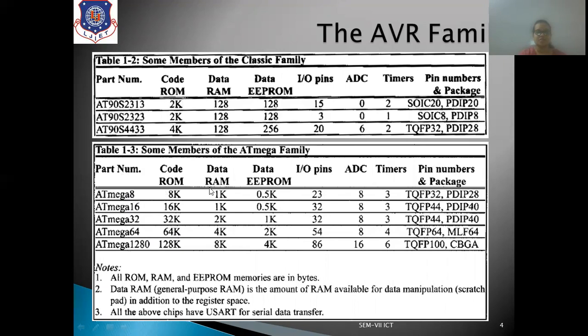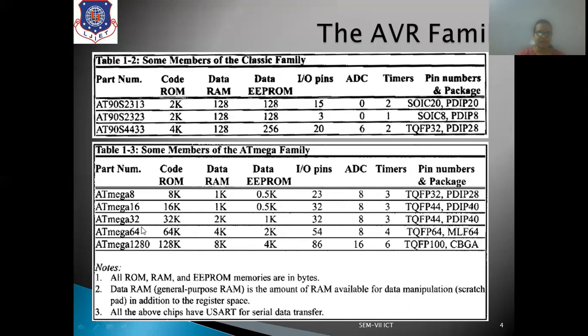And again, based on these parameters, they have been compared across different pins. So when we talk about ATmega 8, it has 8 KB of ROM, 1 KB of RAM and 0.5 KB of EEPROM, 23 IO pins, ADC 8, timers 3, and pin packages TQFP32 and PDIP28. Then when we talk about ATmega 16, it is 16K, 1K, 0.5, 32, 8 and 3.